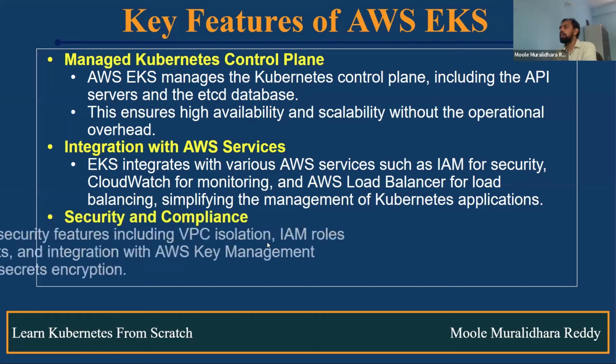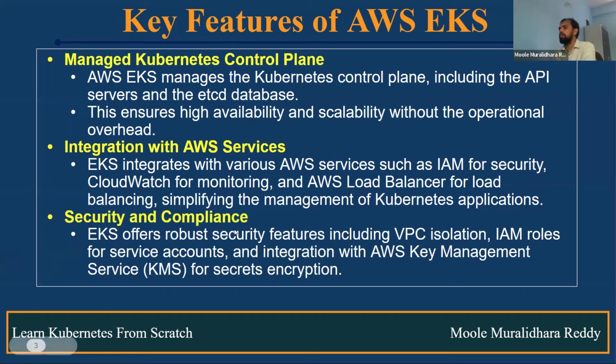And also, security and compliance. EKS offers robust security features, including VPC isolation, IAM roles for service accounts, and integration with AWS KMS for secrets encryption purposes. This is the security and compliance part. You can integrate with AWS KMS as well, and for secrets encryption we can use that.